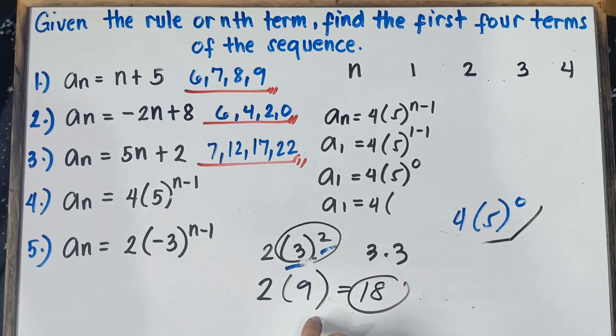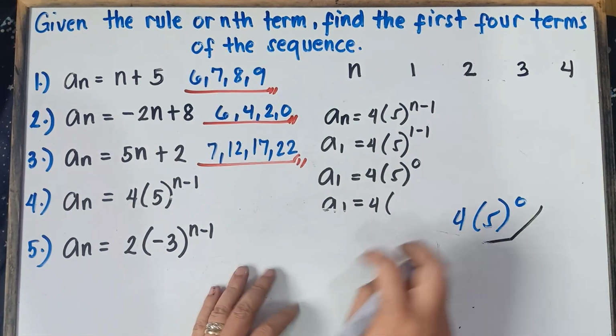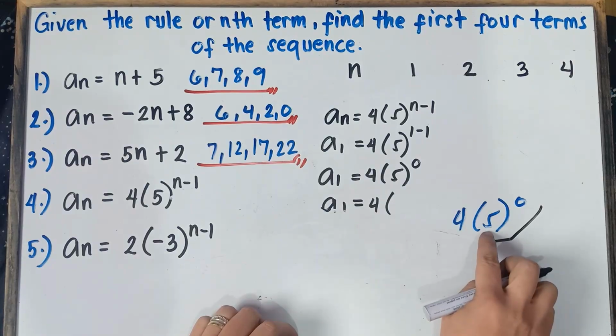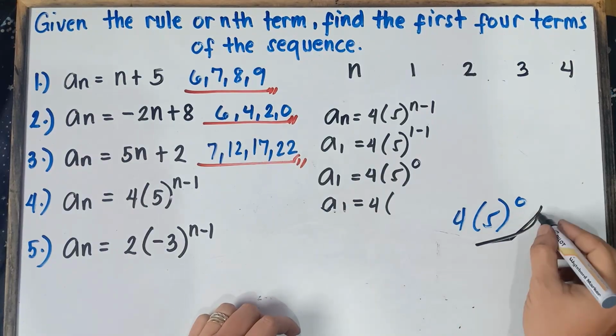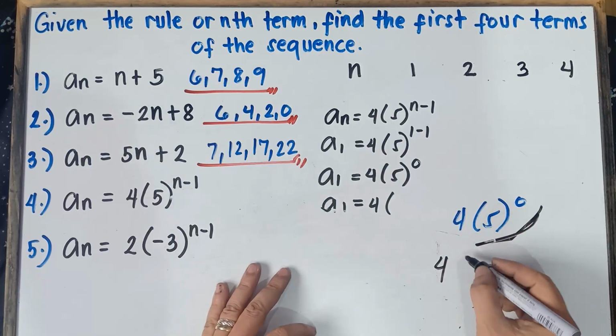This is the answer, class. Once again, do not multiply 2 and 3. It should be 3 squared first. So 3 times 3 is 9, and then 9 times 2 is 18. So therefore, class, do not multiply 4 and 5. It should be parentheses, exponents first. You simplify this one first. So copy 4, and then 5 raised to the power of 0 is equal to 1.